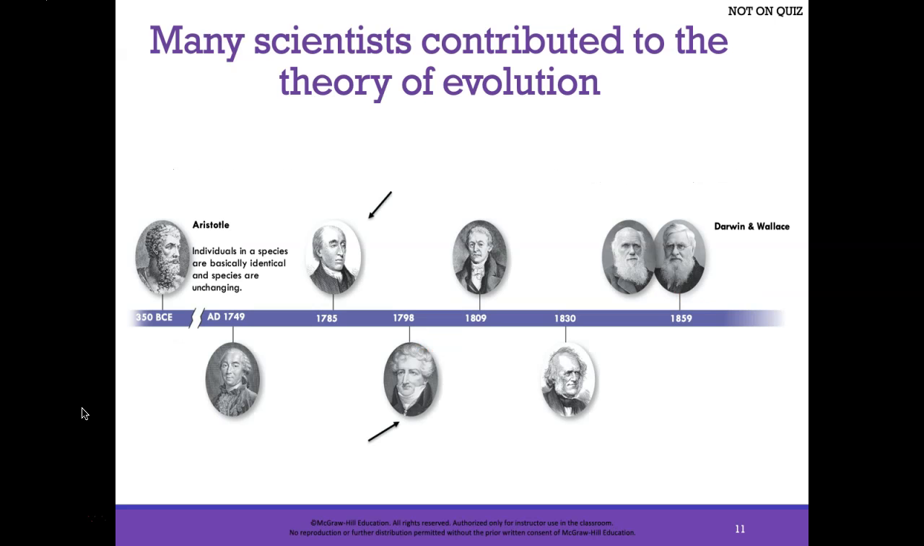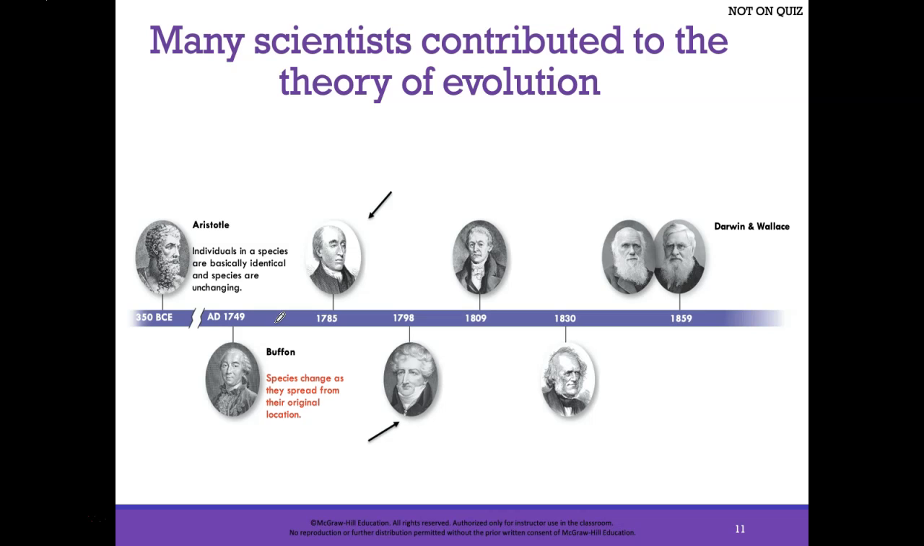Before we discuss the theory of evolution any further, I want you to understand a little bit of how we got here. Going back to ancient Greece, over 2,000 years ago, we have theories by Aristotle, who suggested that individuals in a species are basically identical to each other, and species are unchanging. For over 2,000 years, it was really believed that species don't change over time. It wasn't until 1749 that a scientist by the name of Buffon started to realize that closely related species might have come from a common ancestor, and they were changing. This was a radical idea at the time.